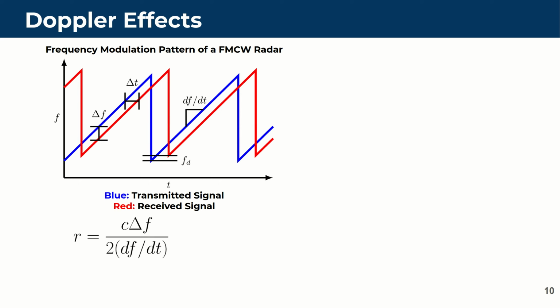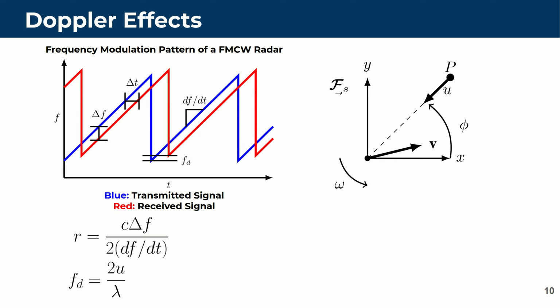FMCW radar calculate range by measuring the difference in frequency between the received and transmitted signals. So what happens is that when the target is moving towards the sensor, a Doppler frequency is induced according to the Doppler effect. This effect causes the received signal to be shifted up, so that's the entire red waveform. This then decreases the received and measured frequency change and thus decreases the apparent range to a target.